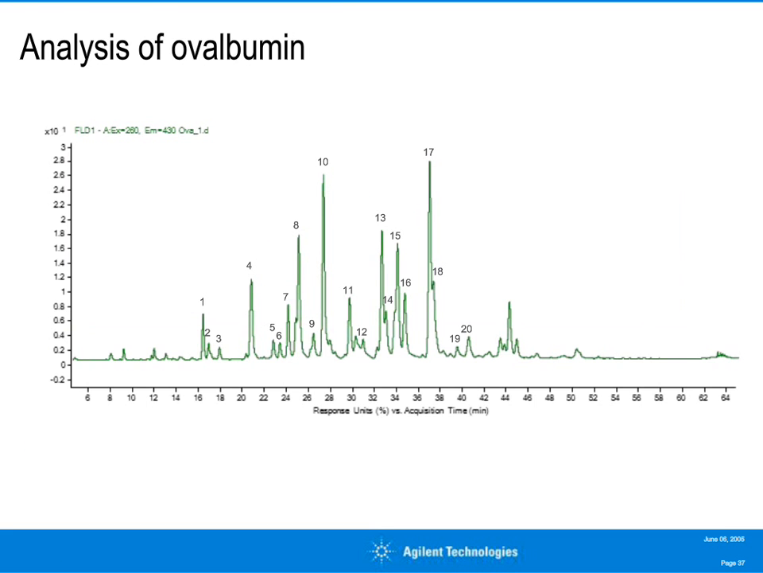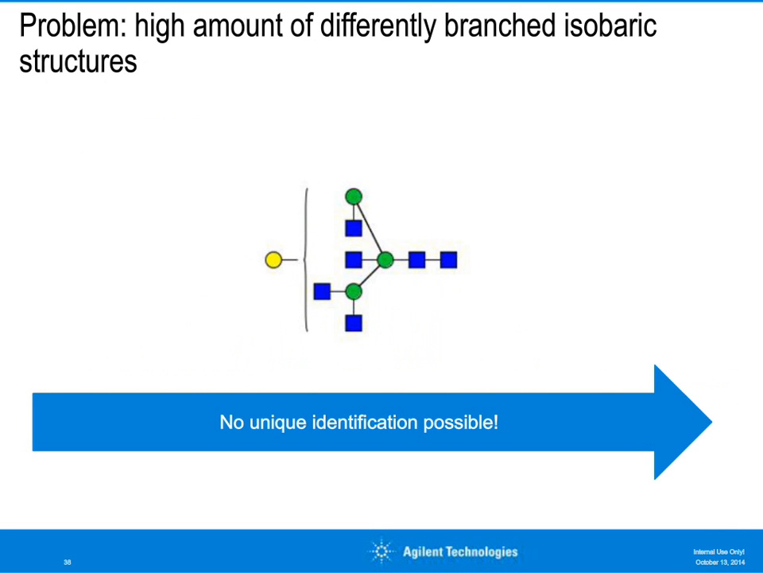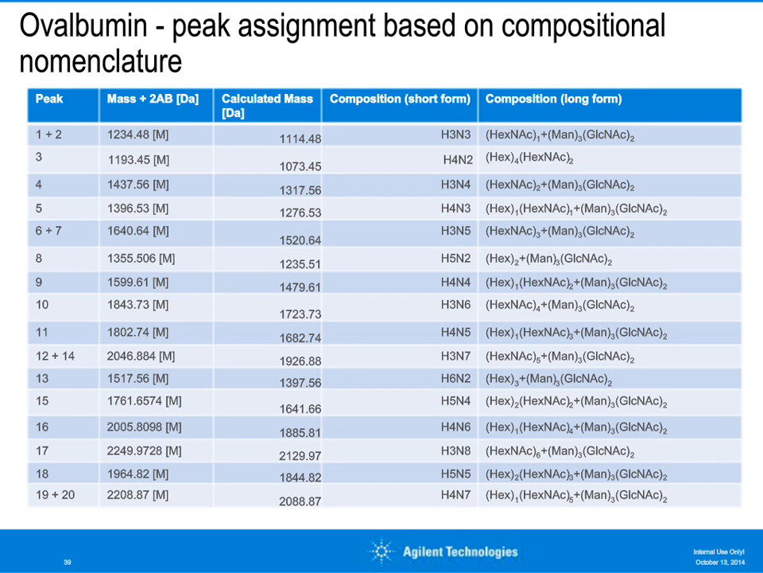Here we see an example of an isobaric structure where, for example, the galactose could be attached to 4 different GlcNAcs. This makes a unique identification impossible for MS, sometimes even for MS-MS data. Instead, the N-glycans are described in terms of their monosaccharide composition, like it is seen on this table, showing the mass plus 2AB, the calculated mass without label, a short form from the composition with H for hexose and N for GlcNAc.